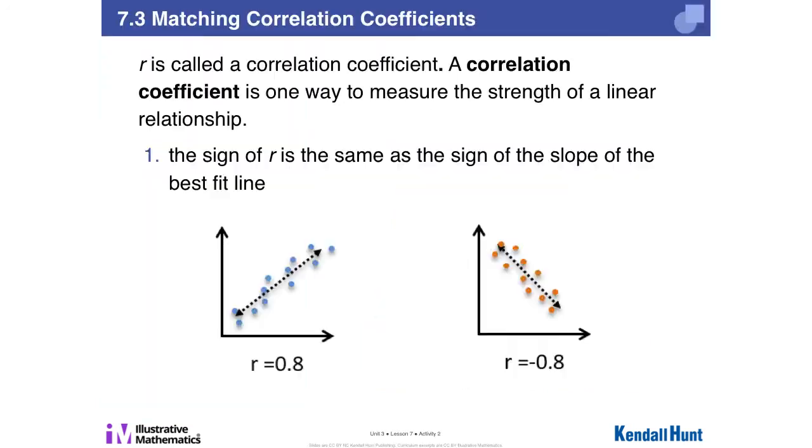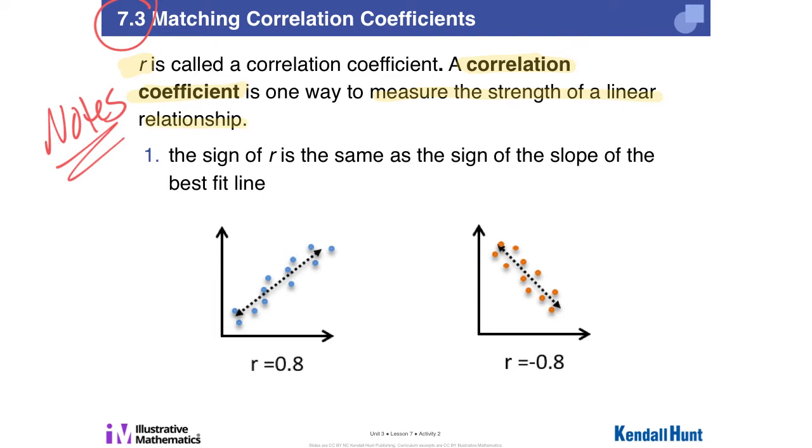Here we go. We are going to skip ahead in your notebook to activity 7.3, and these are some notes that you're going to have to write down. First thing is that we're going to use a number called R, and that's the correlation coefficient is what we call it. And it's how we measure the strength of a linear relationship.